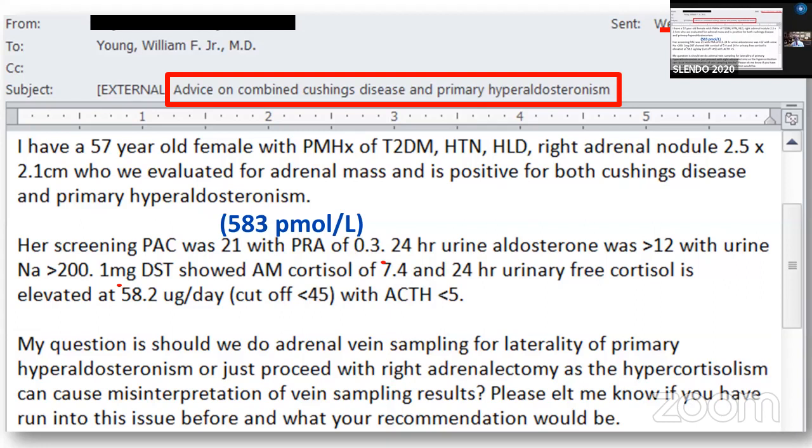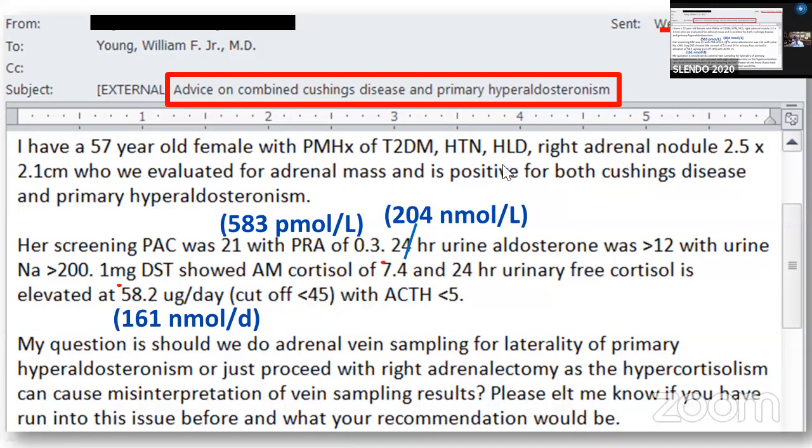1 milligram overnight DEX suppression test showed a next day cortisol of 7.4. Normal would be less than 1.8 micrograms per deciliter. 24-hour urine cortisol is elevated at 15.2 micrograms, cutoff less than 45, and the baseline ACTH is less than 5. So I think this clinician is inappropriately using the term Cushing's disease. When we use the term Cushing's disease, we're referring to pituitary-dependent Cushing's. I think this clinician meant to say Cushing's syndrome. So the patient has Cushing's syndrome that's not ACTH-dependent.